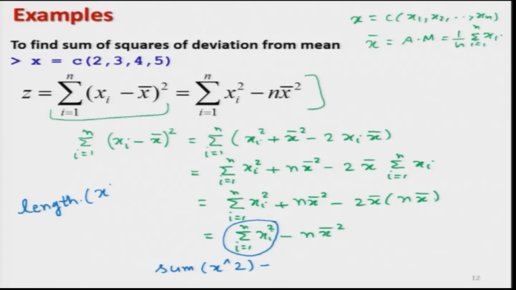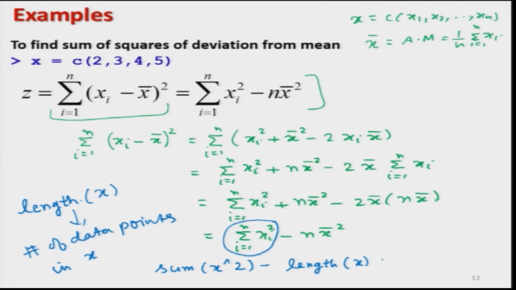So, if I try to say here length of x, this is going to give me the length of the data vector, or the total number of data points in the data vector x. So, instead of n, I can use the command length of x, multiplied by, for x bar I already have a built-in command, mean of x. So, I can write down mean of x and say square.